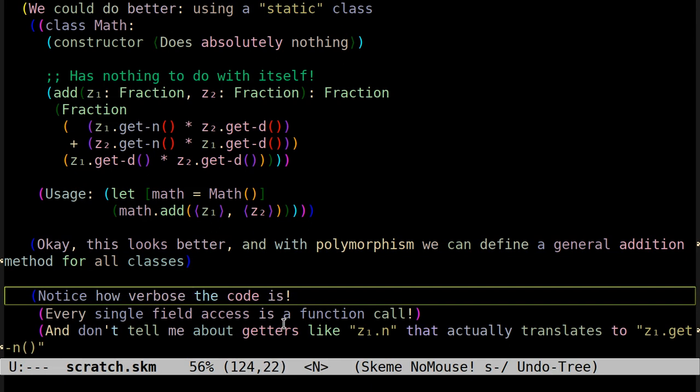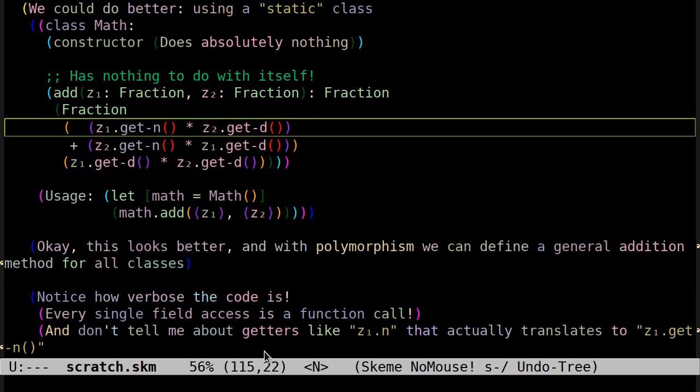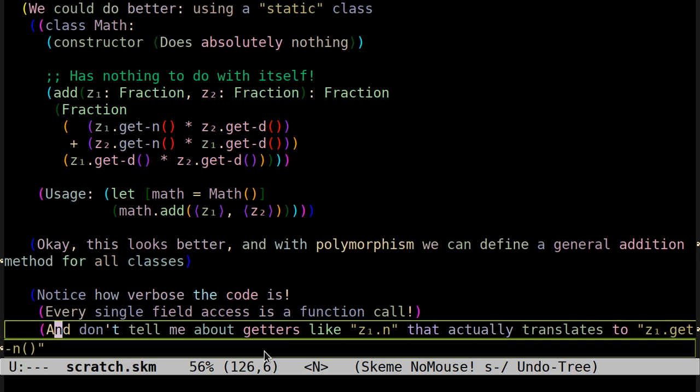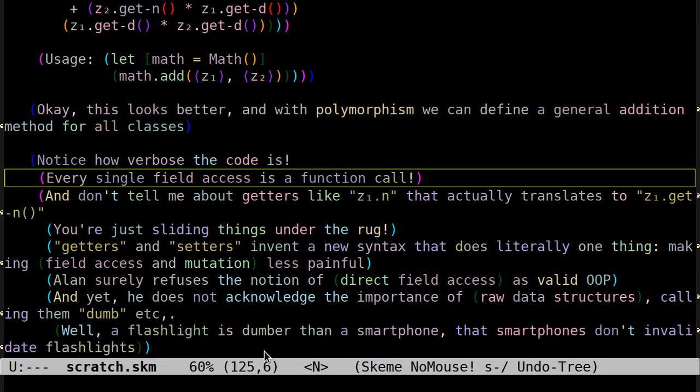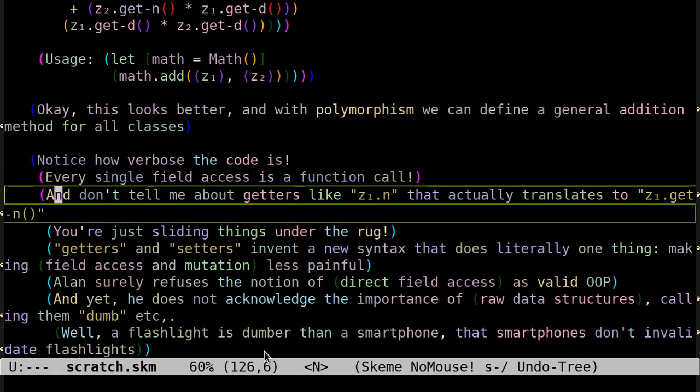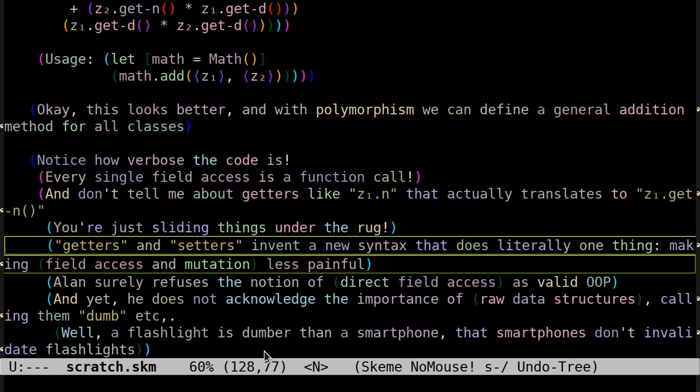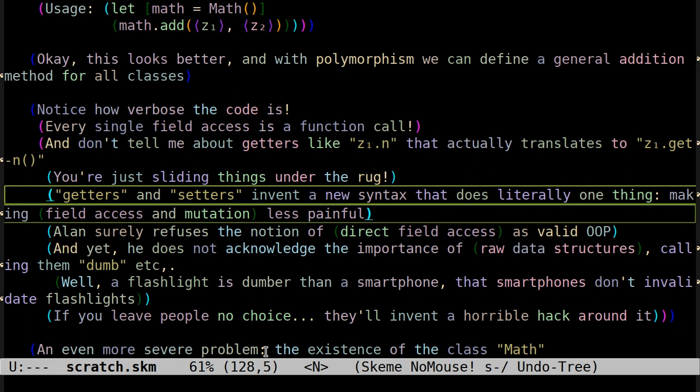However, notice how verbose the code is. Like, look at this. Ugh, yuck. So every single field access is a goddamn function call. And don't you tell me about getters, like z1.n translates to z1.getN. You're just sliding things under the rug here. Getters and setters, I say, invent a new syntax that does literally one thing, making field access and mutation less painful. They add nothing to the table.